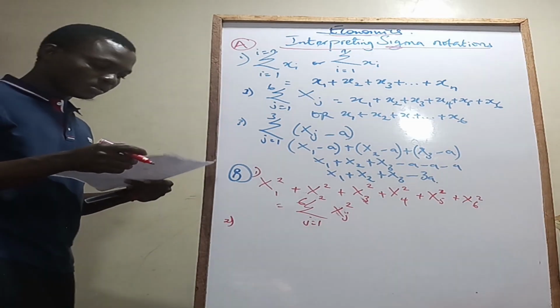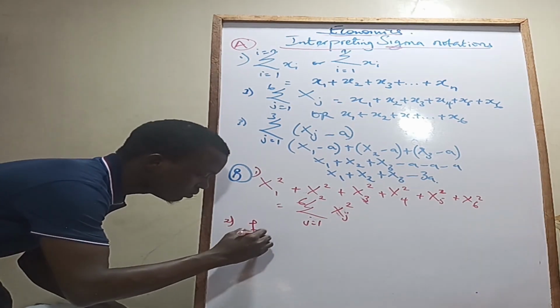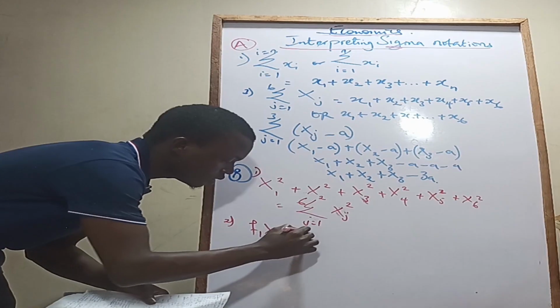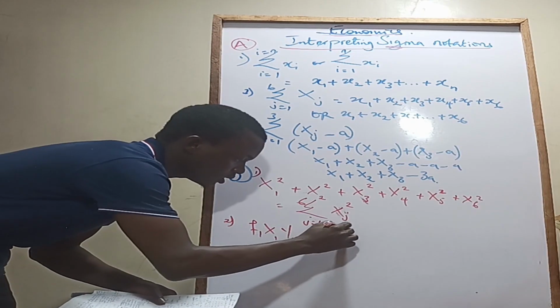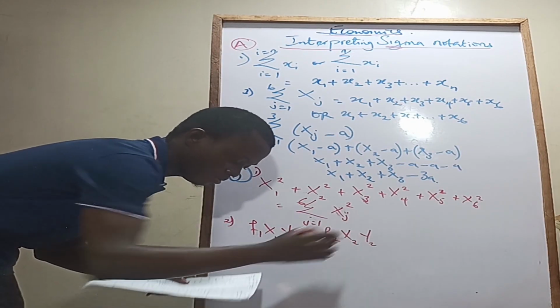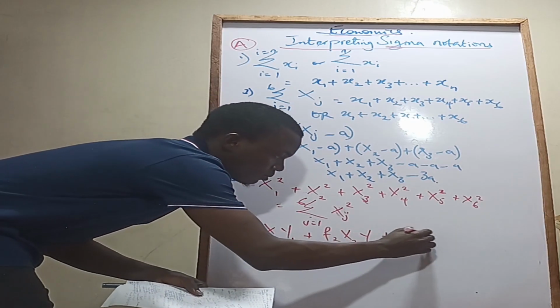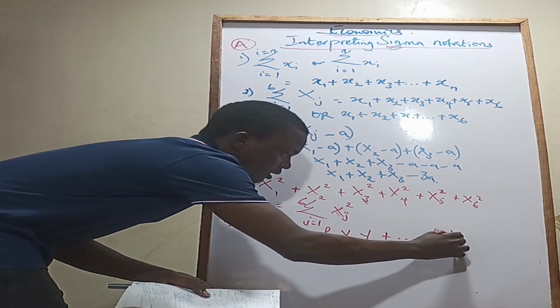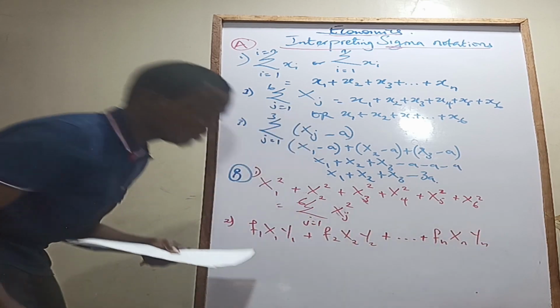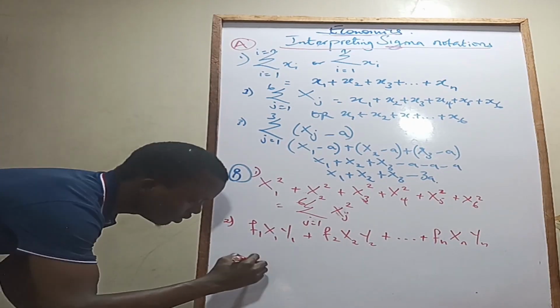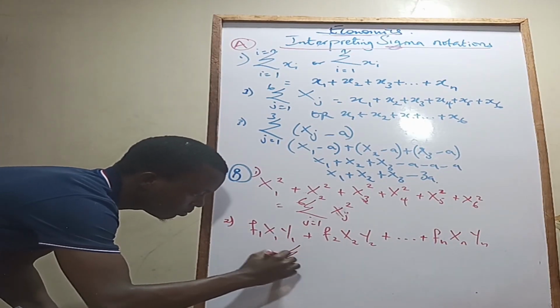Where is this? So you have f1 x1 y1 plus f2 x2 y2 plus ... fn xn yn. So how do we write this out? It's also a sum, right? This is equal to the sum.